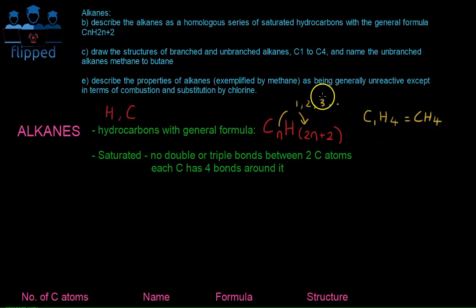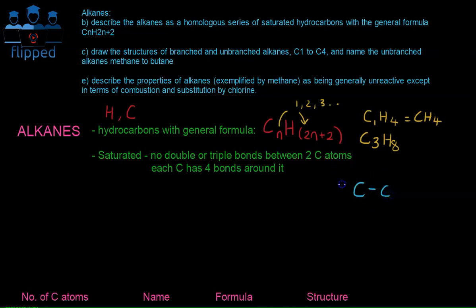If now your n is 3, it will be C3, H, substitute the 3 here. 3 times 2 will be 6, plus 2, 8. This is C3H8. So hopefully you now understand what the general formula for alkanes means, which is CnH2n+2. Alkanes are also saturated, meaning there are no double or triple bonds between them. Let me just show you an example. We'll go into details later, this is just a preview.